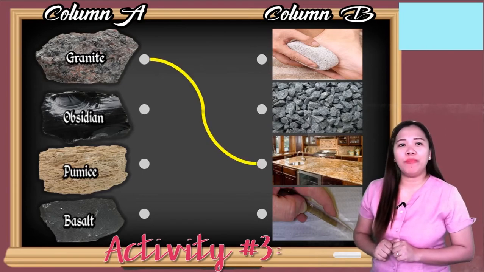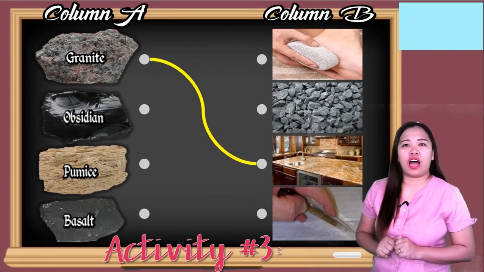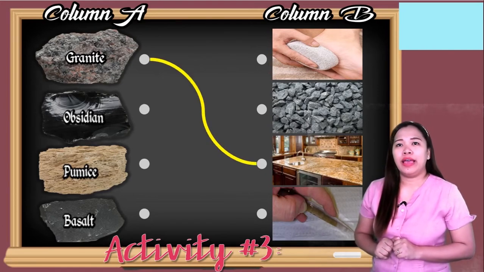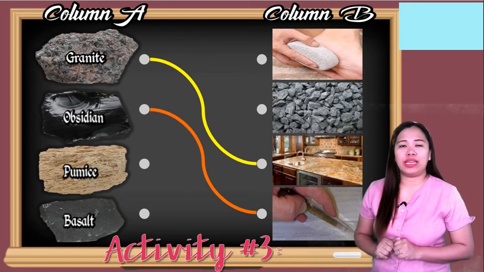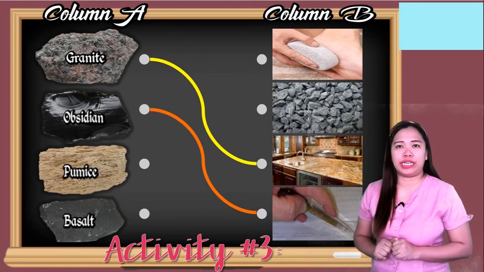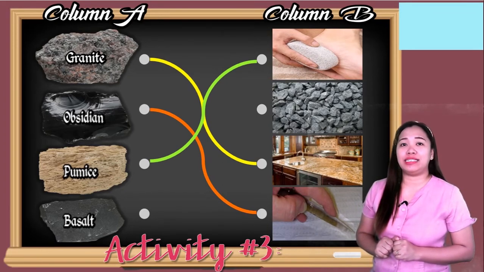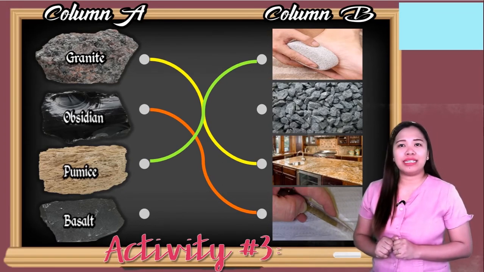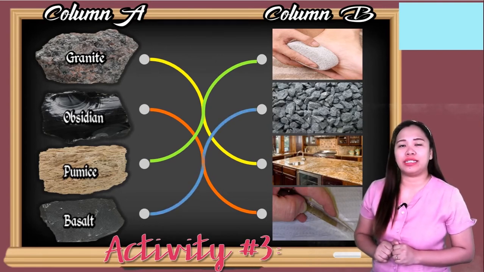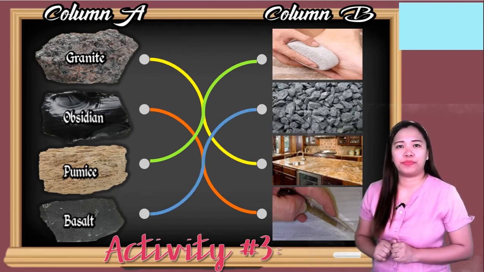Granite is commonly used in kitchen countertops and tombstones. Obsidian is used in making sharp tools and jewelry. Pumice can be used to remove dead skin cells and calluses, while basalt is used as aggregates in construction projects.